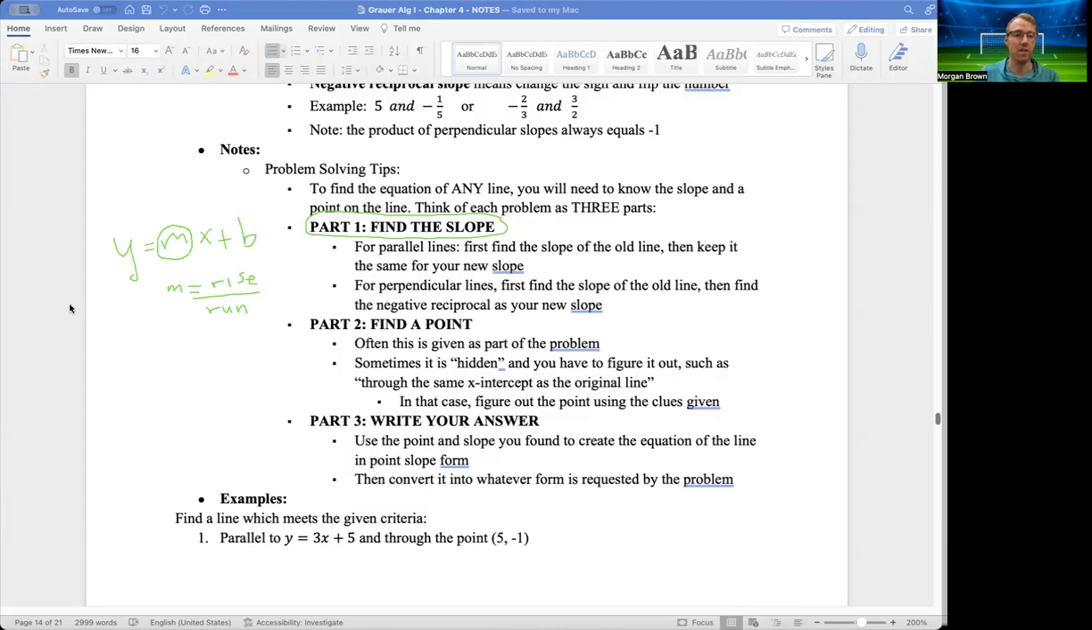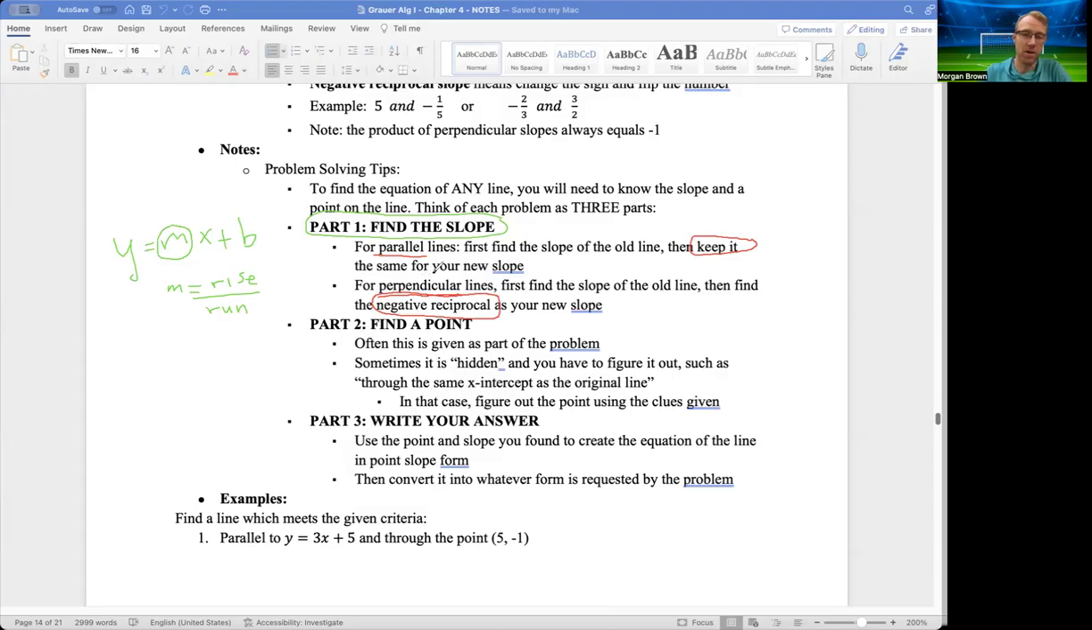Then, if the line that you're trying to find is parallel, you're just going to use the same slope. Keep it the same. If you are trying to find a line that's perpendicular, then once you find the slope of the original line that's given to you, you have to do the negative reciprocal. So you're either going to find the slope and keep it, or find the slope and take the negative reciprocal.